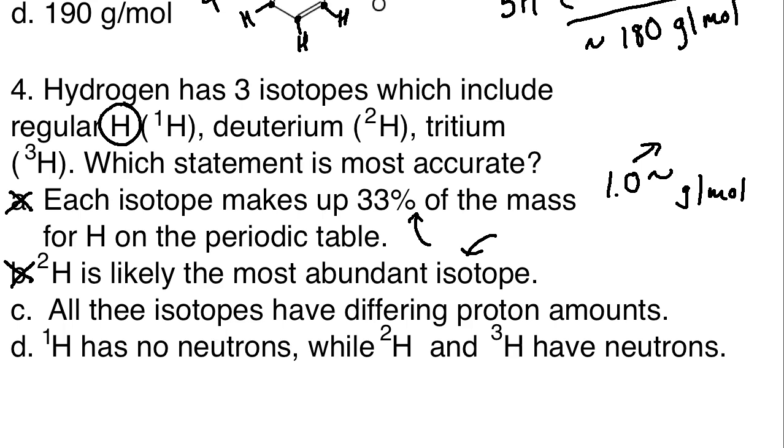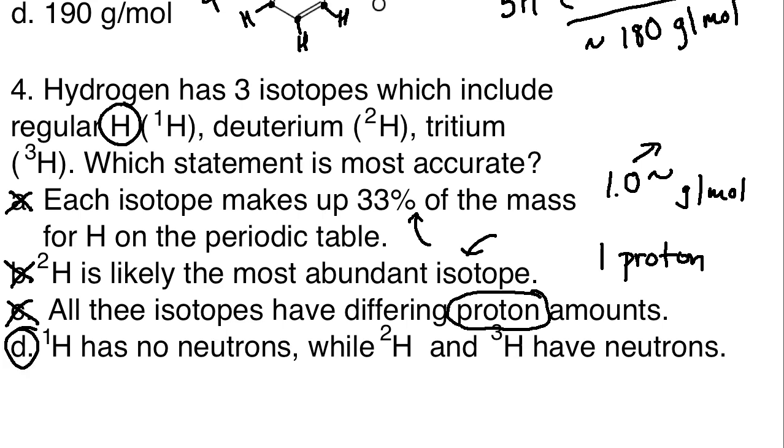Now, let's take a look at C and D. All 3 isotopes have differing proton amounts. This should automatically be out, because if we're saying that hydrogen has 3 isotopes, hydrogen is defined as hydrogen by the number of protons it has. A hydrogen has 1 proton. That's what makes it a hydrogen. If you suddenly have 2 protons or 3 protons, in the case of 2, you've become helium. In the case of 3, you've become lithium. You're changing the chemical identity if you change the proton amount. So that wouldn't be good.